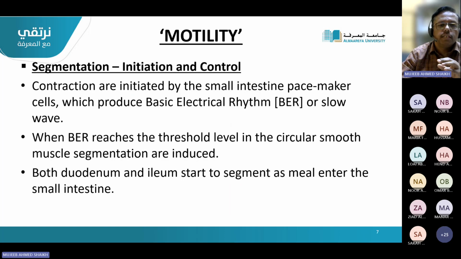Because of the segmentation, there will be mixing of the food.